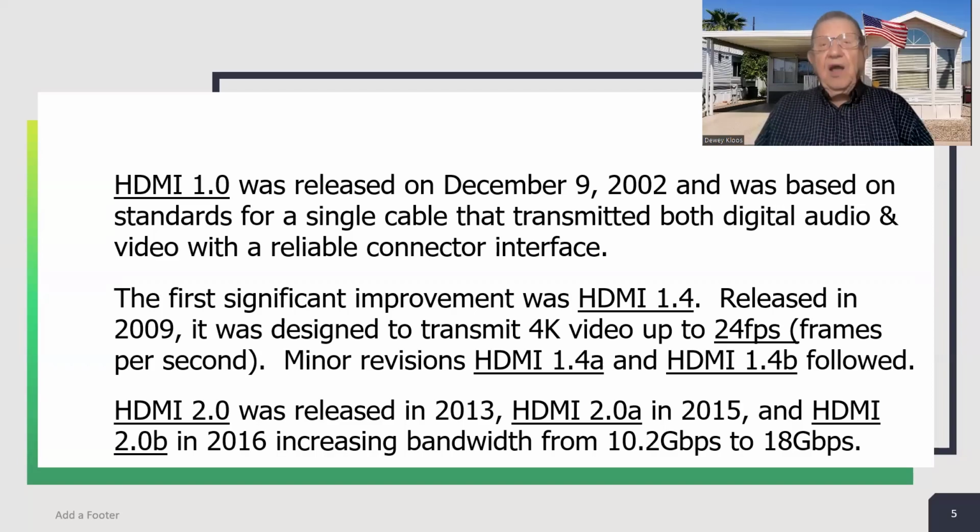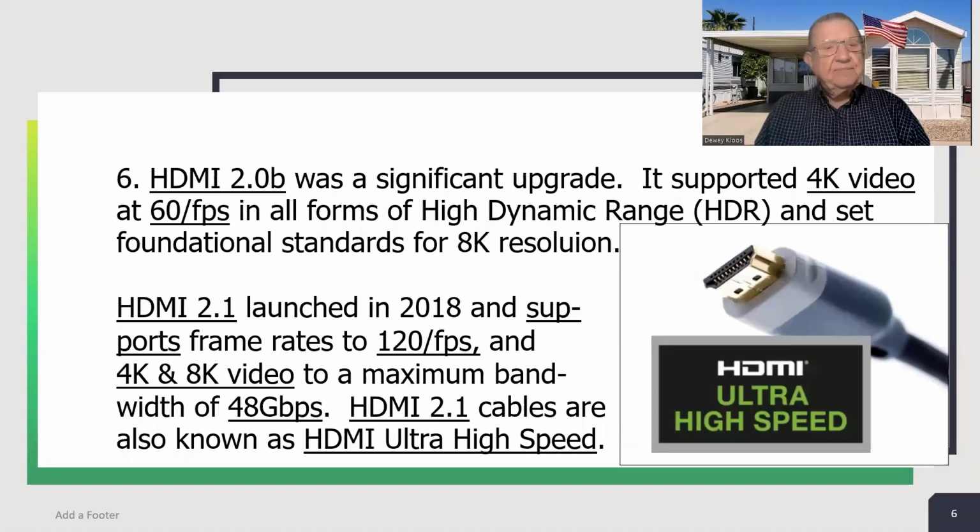HDMI 2.0 was released in 2013, HDMI 2.0a in 2015 and HDMI 2.0b in 2016, which increased the bandwidth from 10.2 gigabits per second to 18 gigabits per second. HDMI 2.0b was a significant upgrade. It supported 4K video at 60 frames per second in all forms of high dynamic range and set foundational standards for the upcoming 8K resolution TVs.